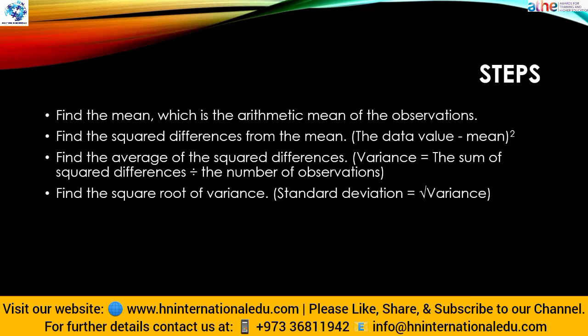Then you will find the average of the differences. Once you get the squared differences, you will get the average of it with the help of the variance, which is equal to the sum of squared differences. All the squared differences that you have gathered in the second step, you will add them, and then you will divide it by the number of observations. Let's suppose you have four observations and the numbers are 2, 4, 6, 8. You will add them all and divide by 4. Whatever the result will be, it will be the average of the squared differences.